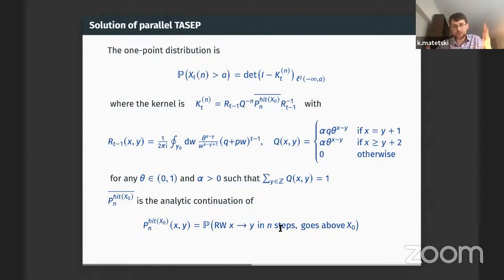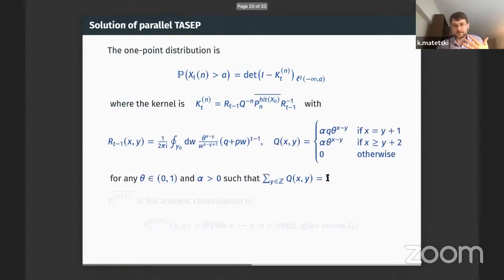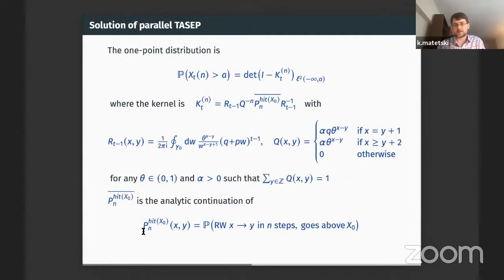And so we need to consider this polynomial continuation because this is how the formula comes to us. This bi-orthogonalization problem requires phi to be polynomials. And okay, so more or less this is the same as saying that we need to extend this heat probability polynomially in the y variable.